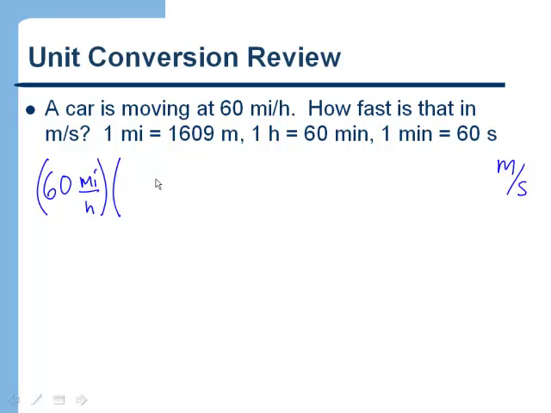I've got miles on the top and I want meters on the top, so that tells me that my conversion should be meters over miles. So I see that there are 1,609 meters in 1 mile.